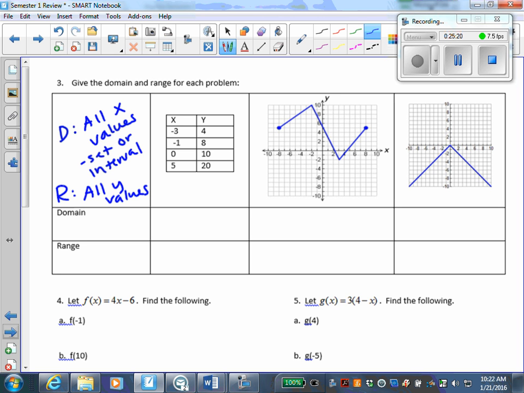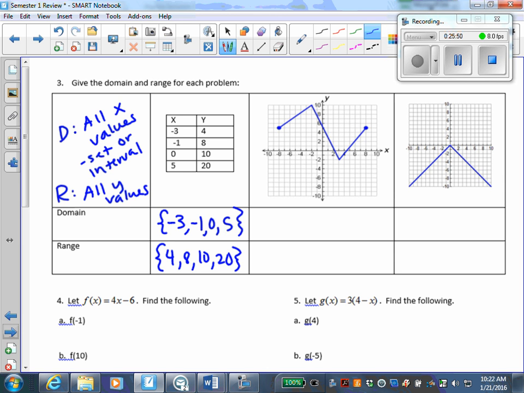So for this table, tables we assume are discrete, which means we're going to give the set, which means we do the curly brackets and we list least to greatest. So all the x values are -3, -1, 0, 5. It's nice because it's already in order for us. It won't always be in order, and then you need to put it in order, least to greatest. The range is also going to be the set, so curly braces, of all the y values. So 4, 8, 10, 20. Again, that one's nice because it's already in order.